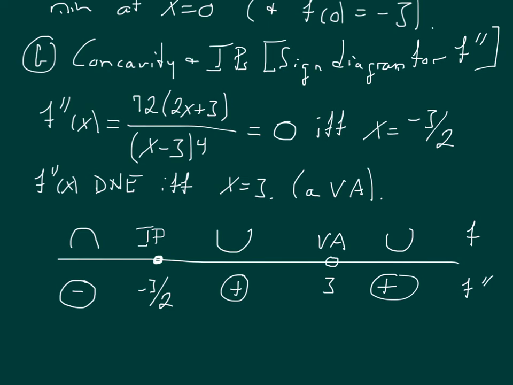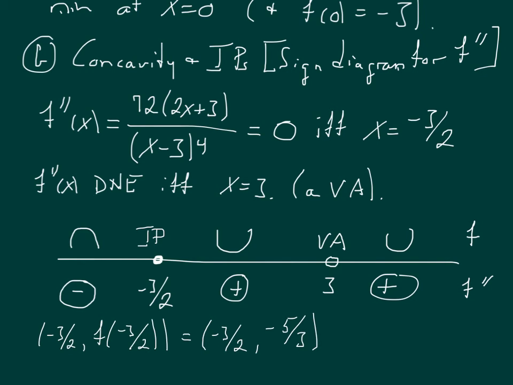Let's write down that minus 3 halves, comma, f of minus 3 halves. So our inflection point is always an actual point on the graph. It's the point minus 3 halves, f of minus 3 halves. Substituting minus 3 halves in for x in our original equation for f, you can check that's going to be minus 5/3.